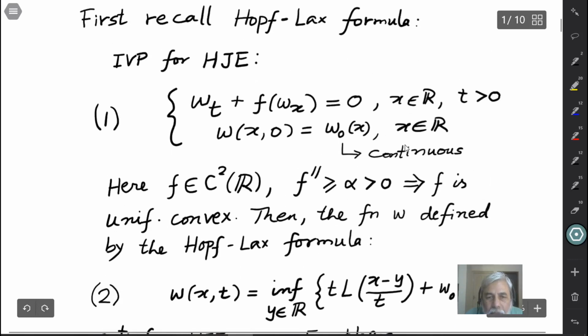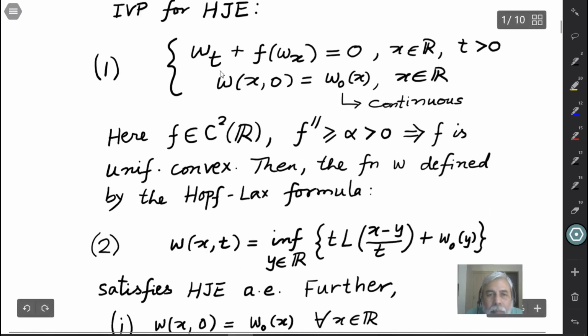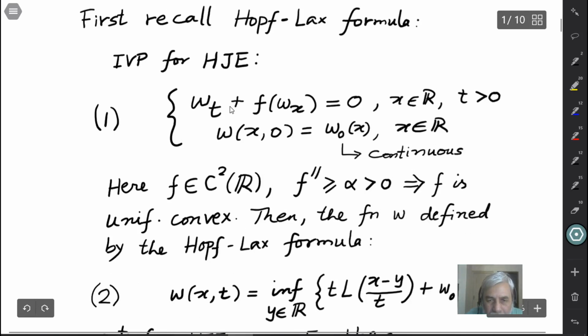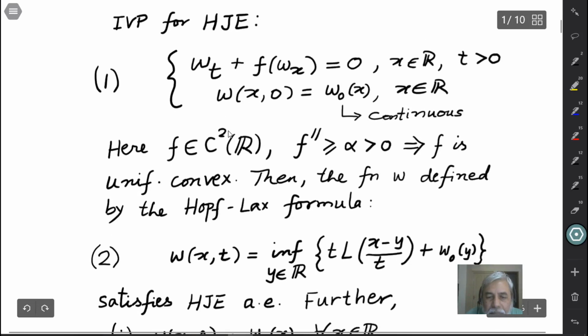So this is the Hamilton-Jacobi equation, w_t plus f of w_x equals 0, and again f is uniformly convex, and this is the initial condition given, w(x,0) equals w0(x). To see the connection between the Hamilton-Jacobi equation and the conservation law, we proceed as follows. First, assume that this w, the solution of the Hamilton-Jacobi equation, is a C1 function.